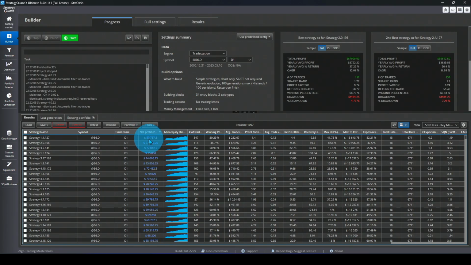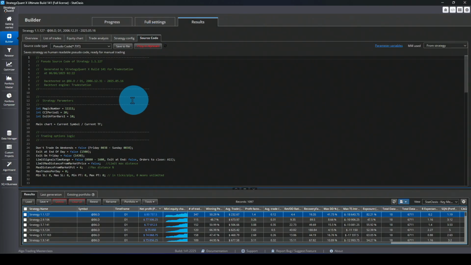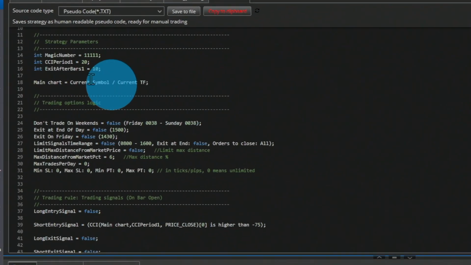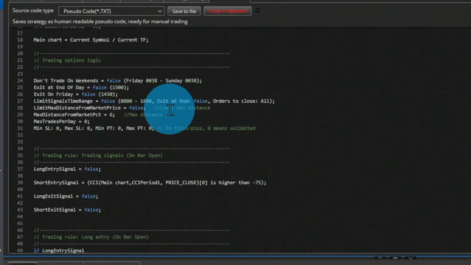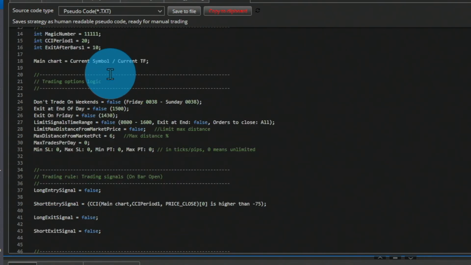Let me pick net profit and let's see what this strategy looks like. So we go to source code and we have exit after bars and CCI period. That's it. The short entry is the CCI of this period, which is 20, higher than minus 75.